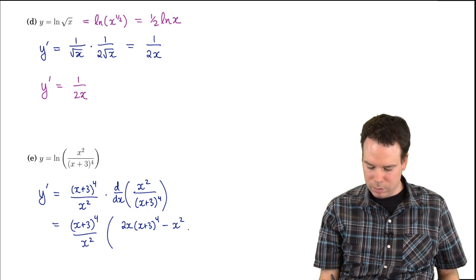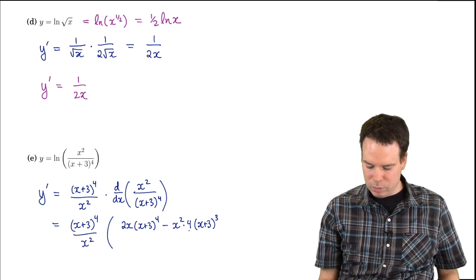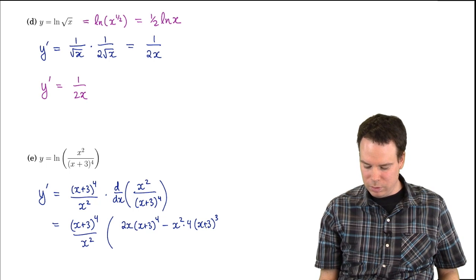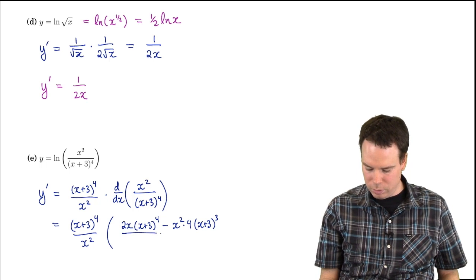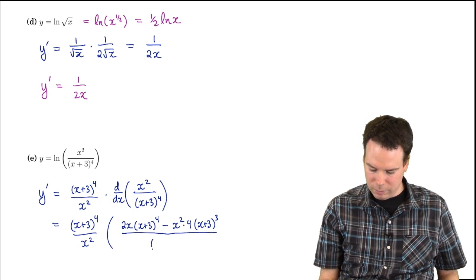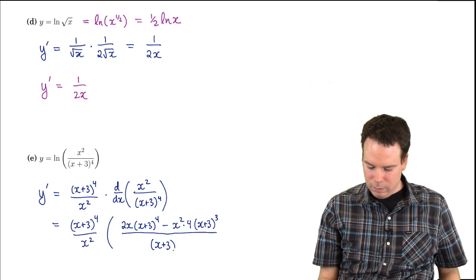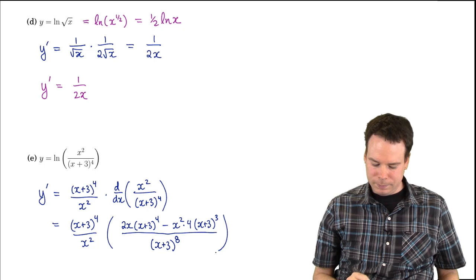Okay, so that bottom is a composition. So when I take its derivative, I use the chain rule. The 4 comes down, x plus 3 cubed times the derivative of the inside. Well, the derivative of x plus 3 is just 1, so don't have to worry too much about that, adding that extra 1 there. And it's the bottom over the bottom squared, so we've got a power of 8 there now.